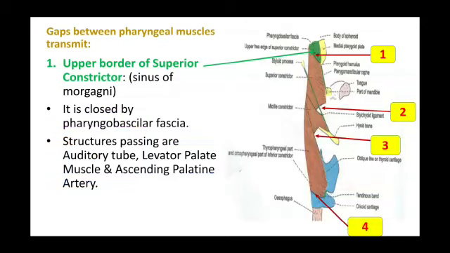Now we'll see the structures passing between these gaps. At the upper border of the superior constrictor muscle, which is also called the sinus of Morgagni, it is closed by the pharyngobasilar fascia. The structures passing are the auditory tube, levator palati muscle, and ascending palatine artery. That is the first gap.